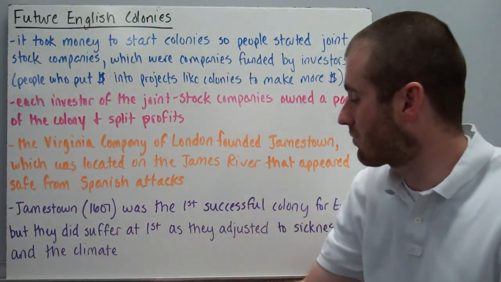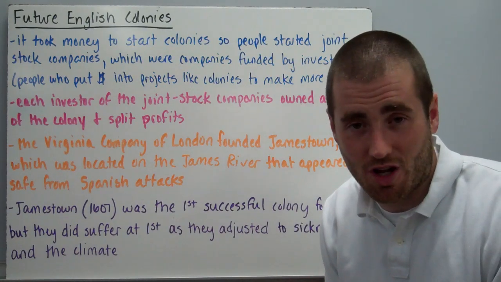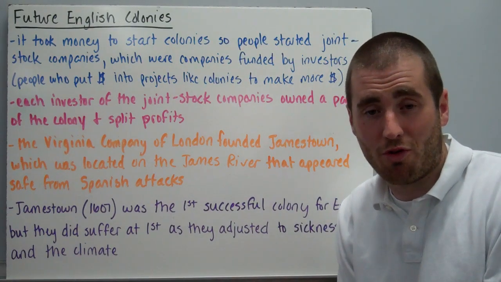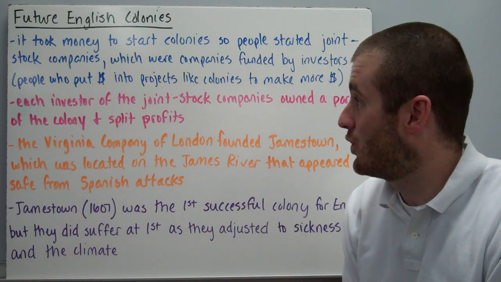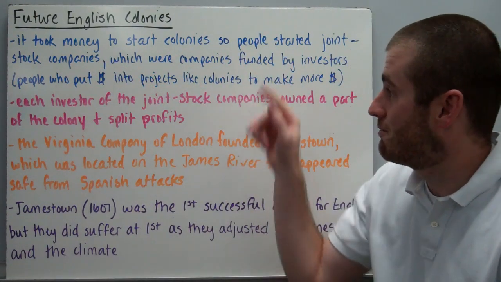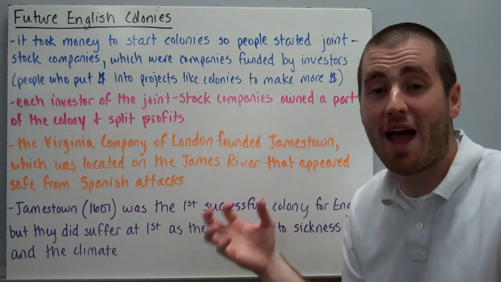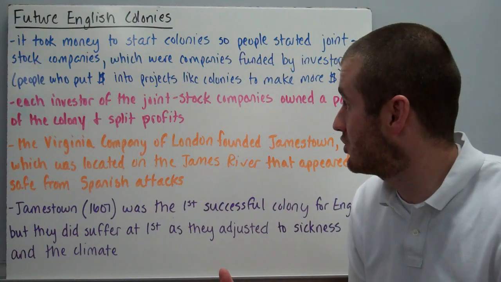So for future English colonies, it took money to start colonies, and not everybody had the money that Sir Walter Raleigh did, and he lost a lot of money doing this. And so people began to start joint stock companies, which were companies funded by investors. So they put a little bit of money into this effort, and then they get money back when it makes a profit, and they also take on the risk as well.